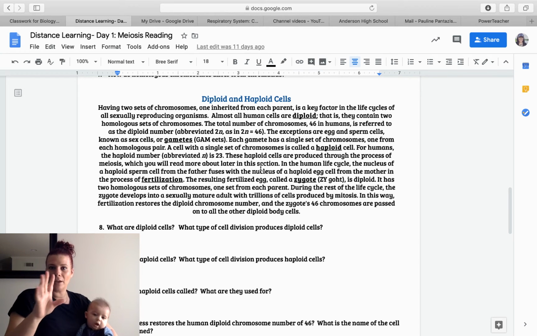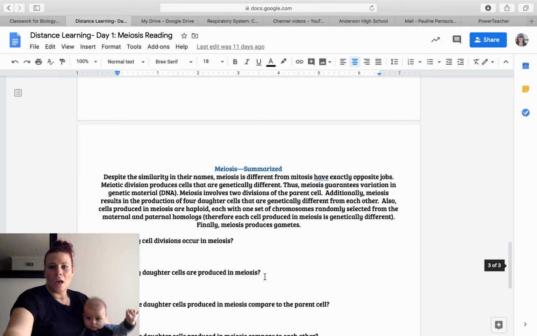So when you start meiosis, you start with the diploid parent cell. I'll explain that in a minute. And at the end, you get 4 daughter haploid cells, right? Cells that are genetically unique that contain half the DNA. So I hope that that helps answer these a little bit.